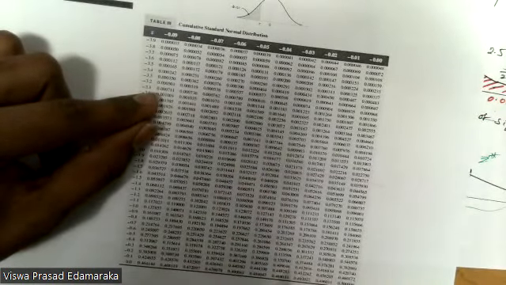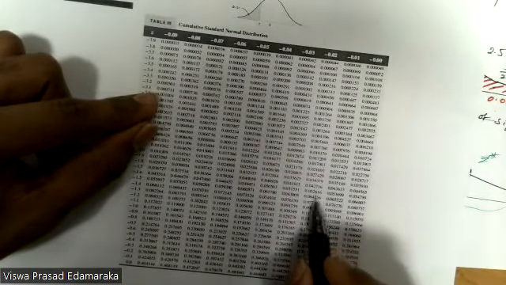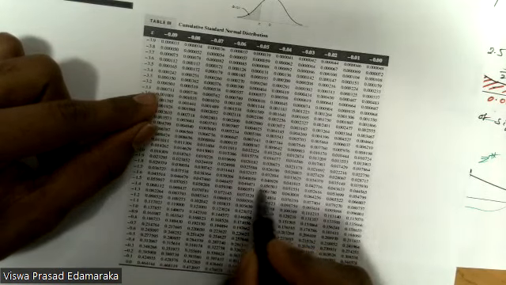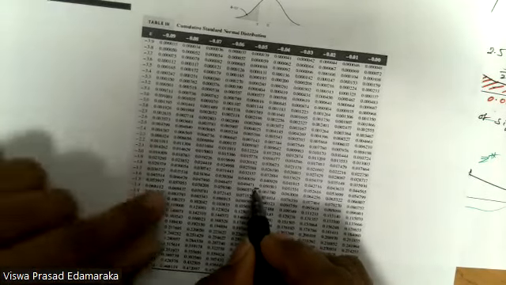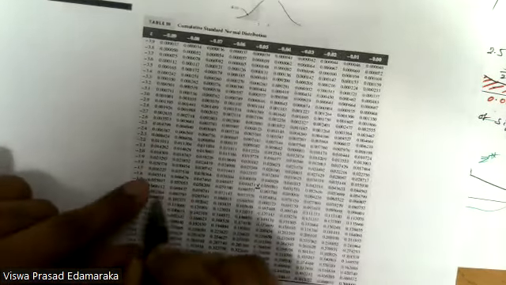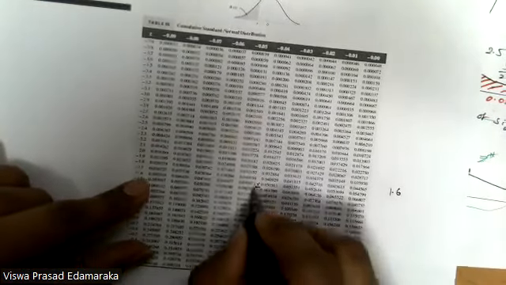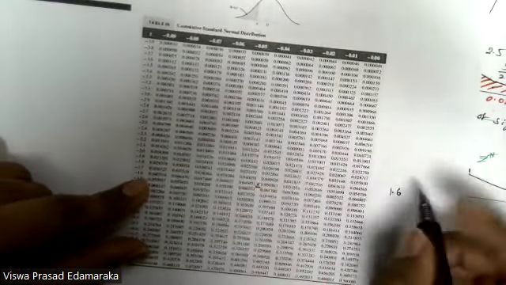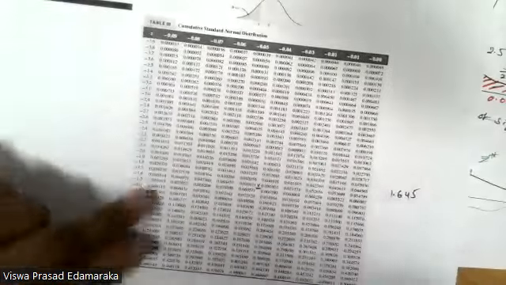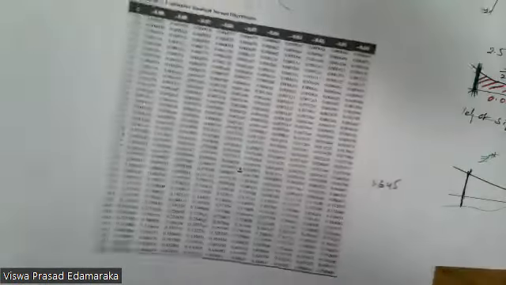Sorry, this is 0.05, not 0.5. You should check 0.05. It is something around this point, 1.6, between 4 and 5. That's why we take 1.645.